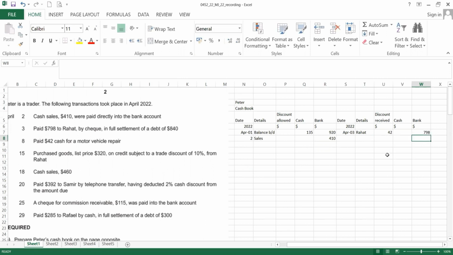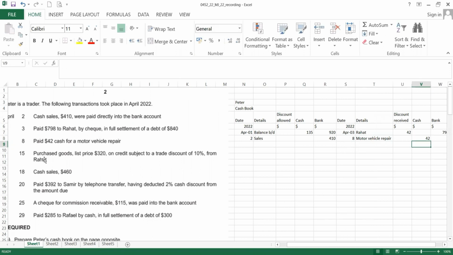Next, pay 42 cash for the motor vehicle repair. So on the 8th, we pay the motor vehicle repair. So this is an expense paid by cash, 42.